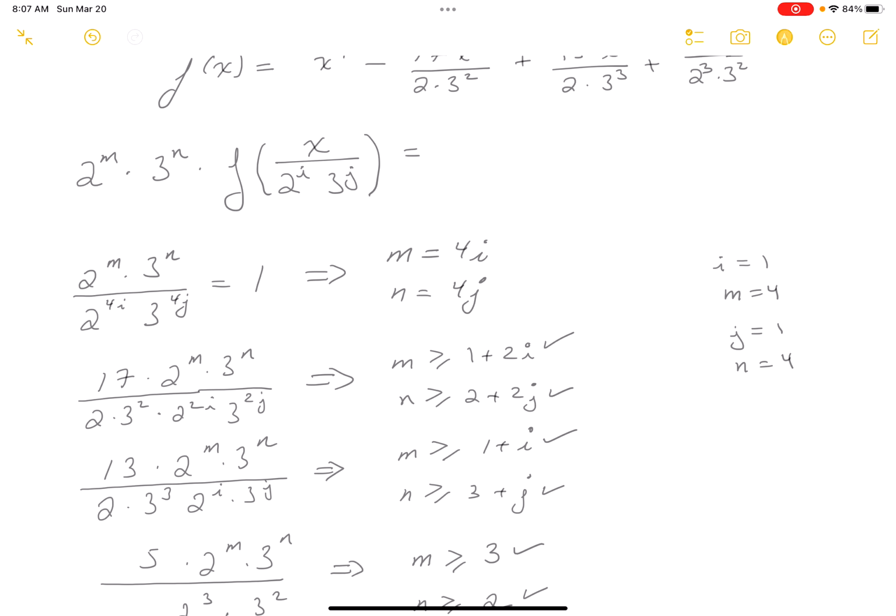And what do you get there? Well, 2 to the M, right? M is 4. So it's going to be 16 times 3 to the N. Well, it's going to be 81 times F of X. And I and J are 1, so that's going to be 6.